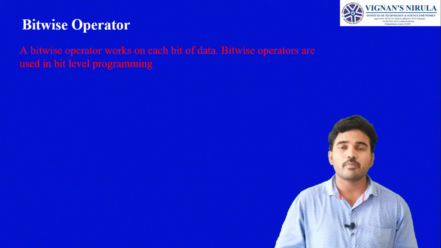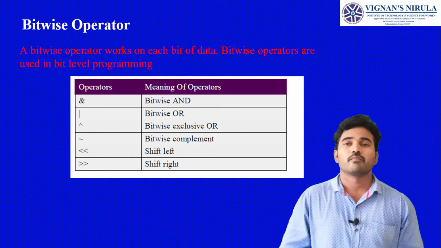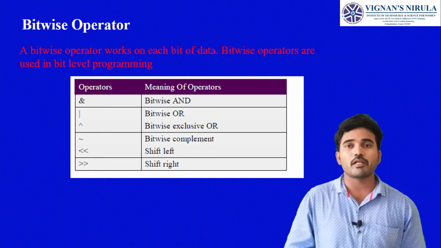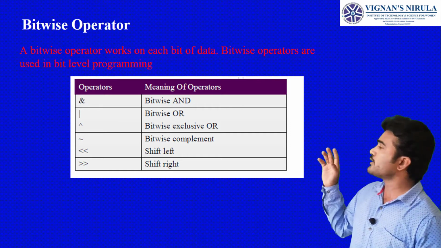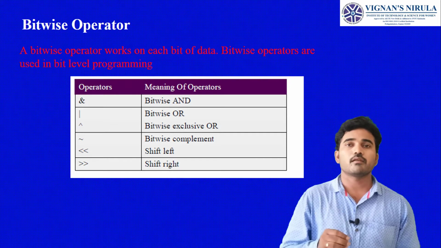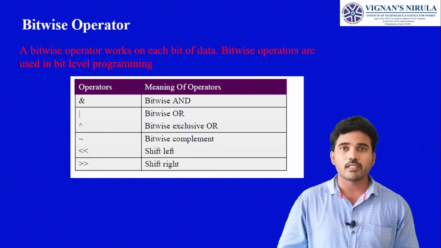Then about the bitwise operators. These bitwise operators are majorly used to perform operations at the bit level. On the bits they are performing some operation. What are the bitwise operators? Bitwise and, bitwise or, shift left, shift right, then bitwise XOR, and then one's complement, the bitwise complement.